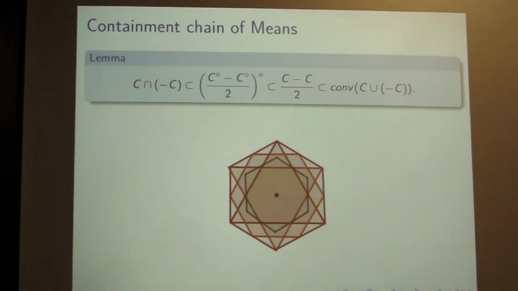And here is an example how it works for the triangle, so for simplex in dimension 2. Let's say this is our triangle, C. Then to take minus C, we just flip it over, and we have this triangle. Then take the section. The section will be this, the smallest hexagon inside. Taking the convex hull will be the biggest hexagon, and now the harmonic mean will be this black hexagon, and the arithmetic mean will be the orange one. And we see that all of them are one into the other.